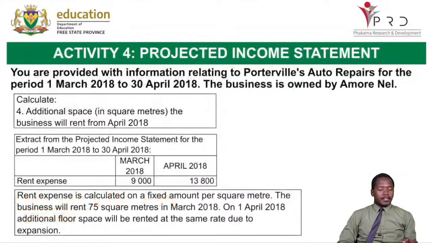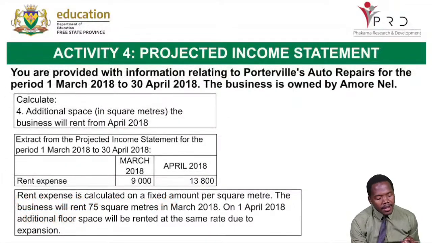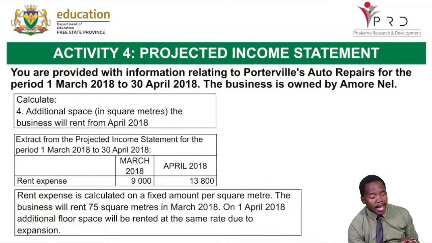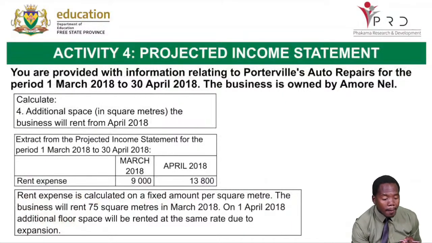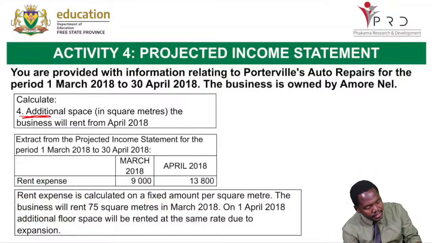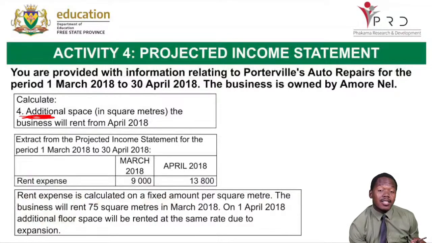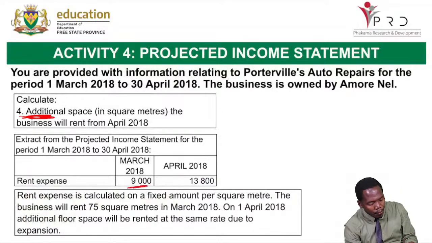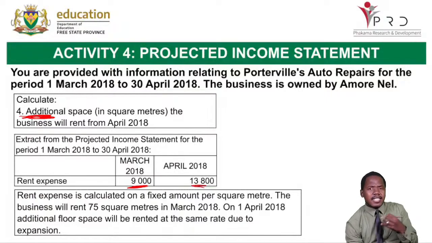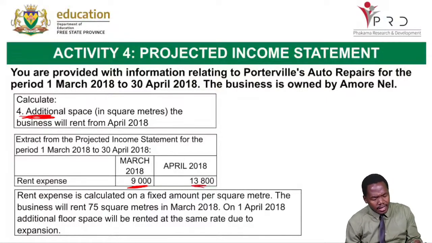Okay? Now we're moving on. We are now calculating the additional space in square meters. Now, there is our question. We are calculating additional space in square meters their business will rent from April. What are we given now? We are given rent expense. Let us get the background on what they are saying here.